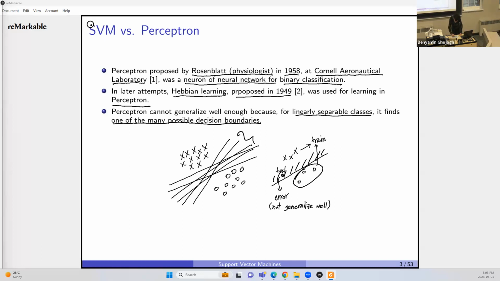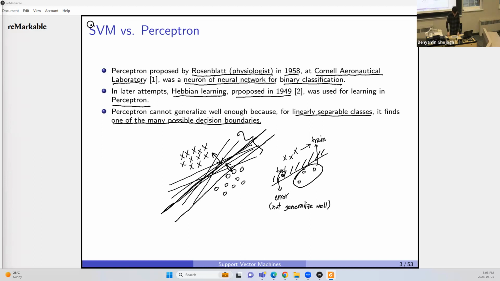By chance, it might find one of the good ones. I think one of the good ones is this, which has the largest distance from the two classes. But one of the bad ones might be this. This is a very bad one, but perceptron might find it. Based on its initialization, it can find any one of them.